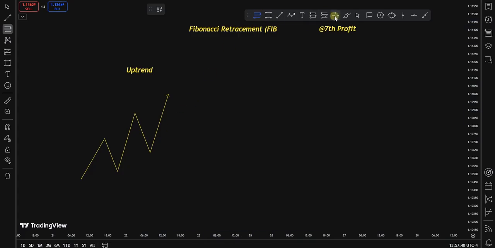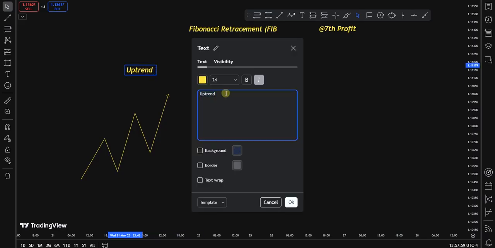Before we proceed, let me quickly tell you guys something. When you want to draw your Fibonacci retracement in an uptrend, you draw from a recent low to a recent high, right? Let me quickly put this here, guys. In an uptrend, you draw from a recent low to a recent high.